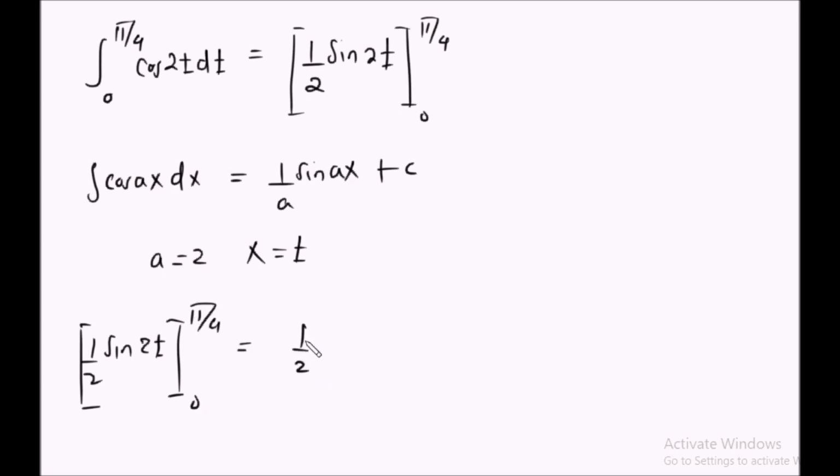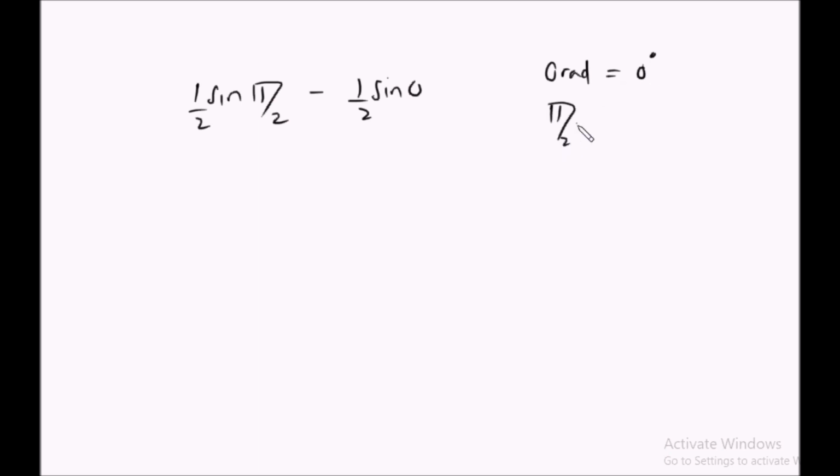So for that pi over 4, I substitute it into t, so it becomes 1 over 2 sin of 2 times pi over 4, minus 1 over 2 sin of 2 times 0. So I have 1 over 2 sin of pi over 2 minus 1 over 2 sin of 0. So 0 radians is equal to 0 degrees and pi over 2 radians is equal to 90 degrees. So sin of 90 is 1, so this is 1 over 2 times 1 minus 1 over 2, sin of 0 is 0. So this is just 1 over 2.